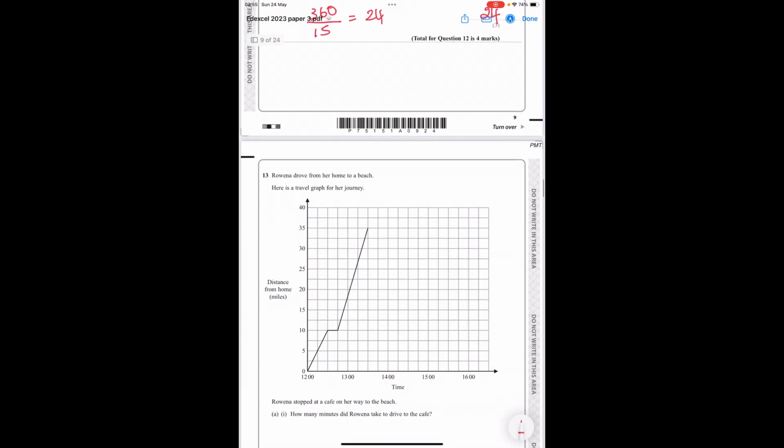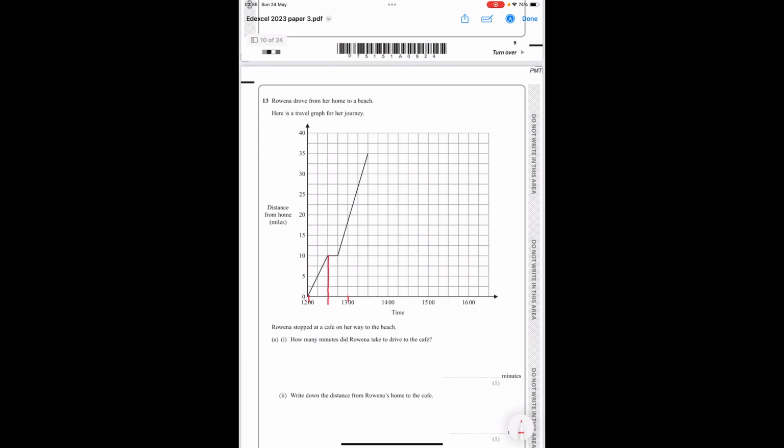Rowena drove from her home to the beach. Here's a travel graph for her journey. She stopped at a cafe on the way to the beach. How many minutes did Rowena take to drive to the cafe? So here is where she stopped. This is 1 o'clock, this is 12 o'clock, so that must be 12:30. So she took 30 minutes.